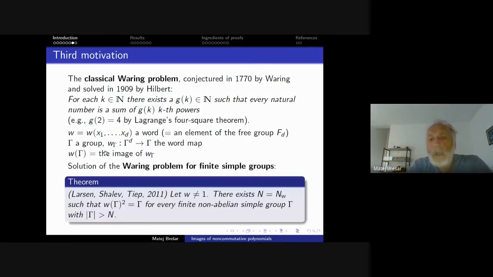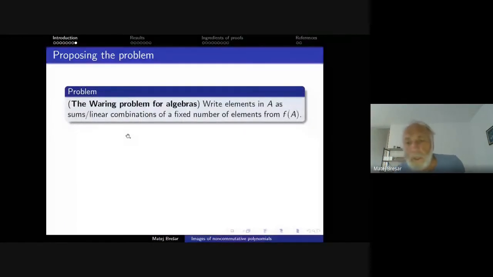So the Waring problem for finite simple groups was solved, as you can see here, by Larsen and Shalev in JAMS, something like 10 years ago, and it states the following. If we take any word, then for any finite simple group, non-abelian of course, and big enough, where big depends on the word, we have that every element in this group can be written as the product of two elements from the image.